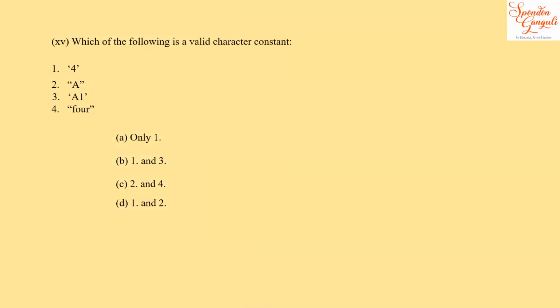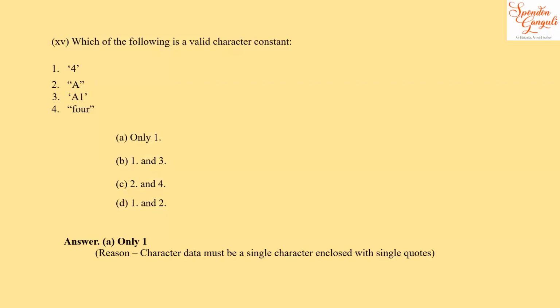Next question, which of the following is a valid character constant? 1: within single quote, A. 2: 4, within double quote, A. 3: within single quote, A1. 4: within double quote, 4. Options are: only 1; 1 and 3; 2 and 4; 1 and 2. The correct answer is option A, that is only 1. Character data must be a single character enclosed within single quotes, may it be an alphabet, digit, or any other character.